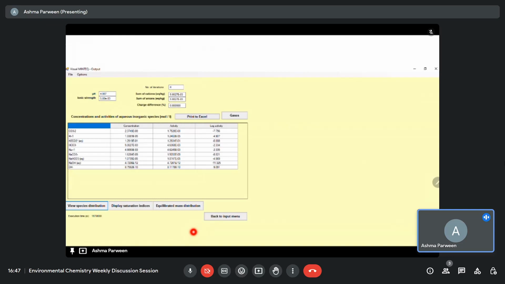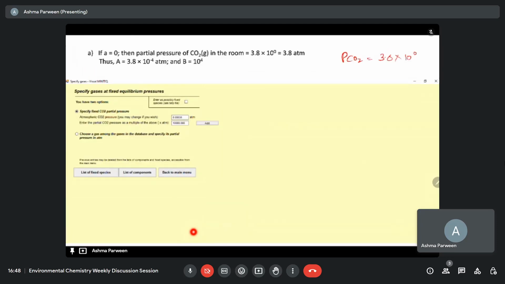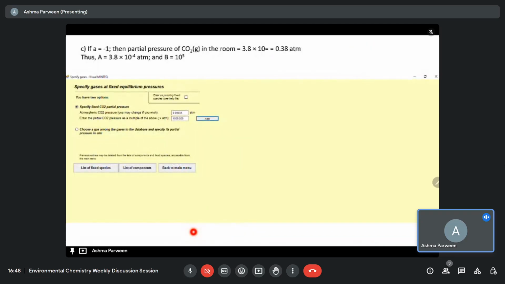We will also run for all the other 4 values. In the second option, A equals 1, that is partial pressure of CO2 equals 3.8 into 10. Again in the MINTEQ software, already it is 3.8 into 10 power minus 4, and we have to add 10 raised power 5 in this. Then we run the software, and the pH we get is 3.916. We will run the software for the next option, that is C.